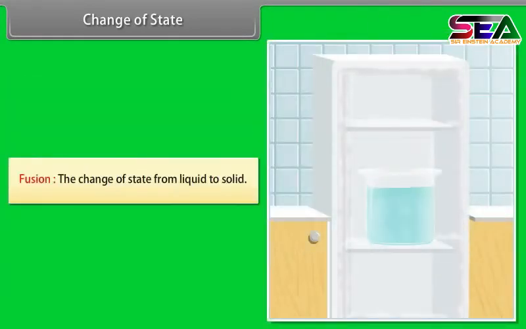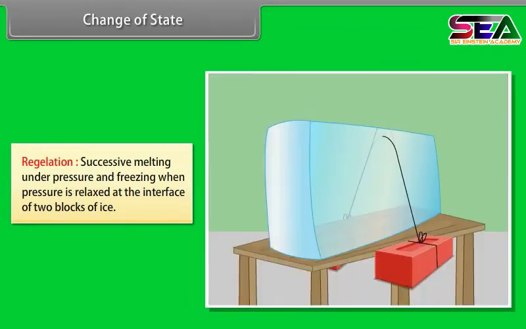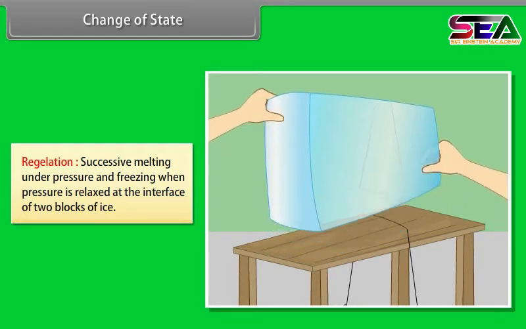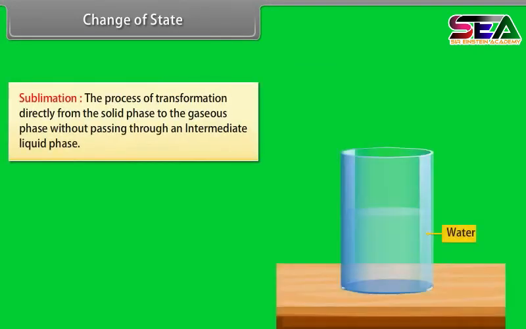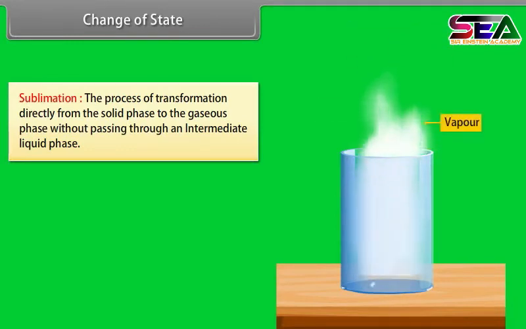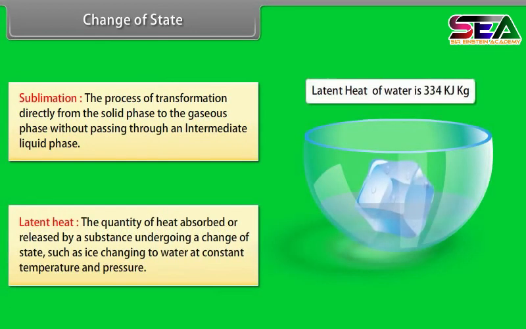Fusion: the change of state from liquid to solid. Regelation: successive melting under pressure and freezing when pressure is relaxed at the interface of 2 blocks of ice. Sublimation: the process of transformation directly from the solid phase to the gaseous phase without passing through an intermediate liquid phase. Latent heat: the quantity of heat absorbed or released by a substance undergoing a change of state, such as ice changing to water, at constant temperature and pressure.